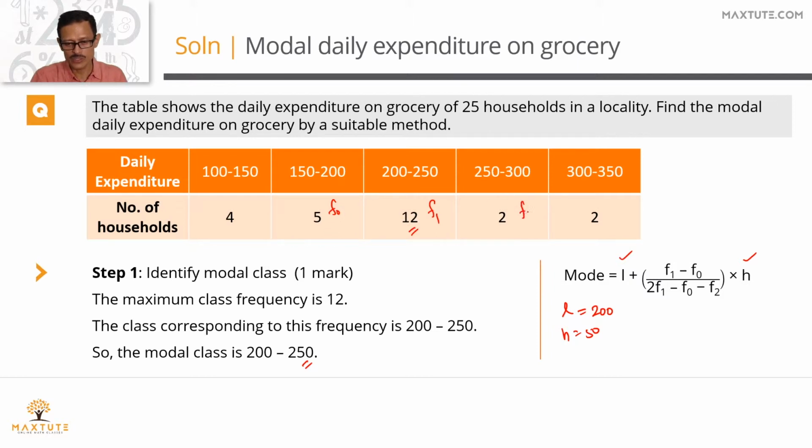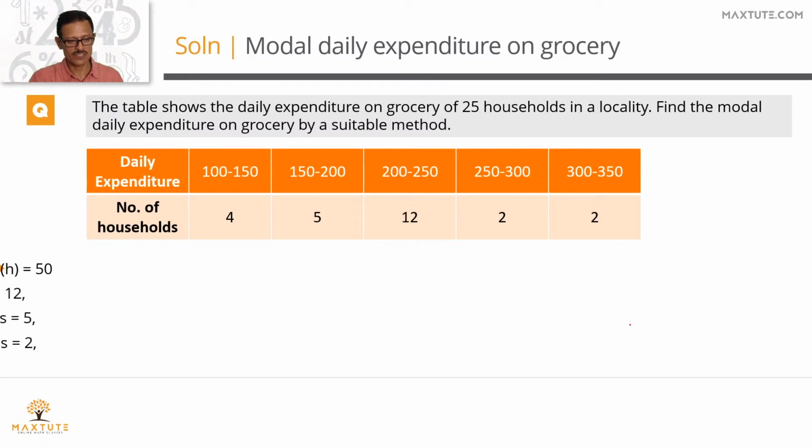What is F2? F2 is the frequency of the class that's succeeding the modal class. The modal class is 200 to 250. The class succeeding it is 250 to 300. The frequency of that is equal to 2. So you got values for all of these things. All that is left is basically substituting it. Quickly run through what each of these terms means.